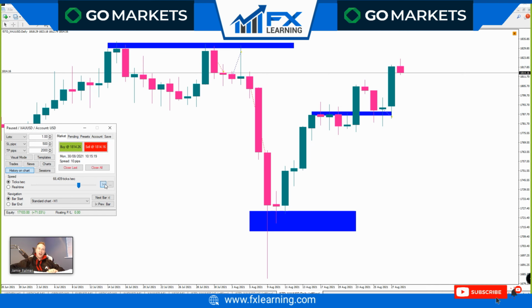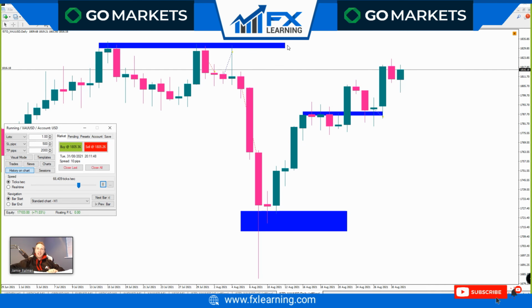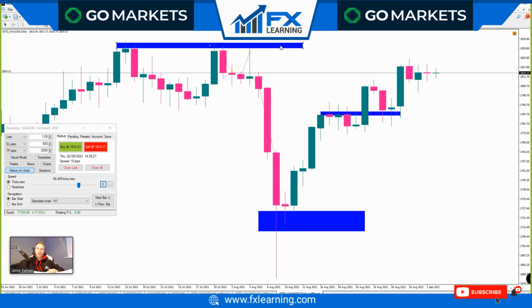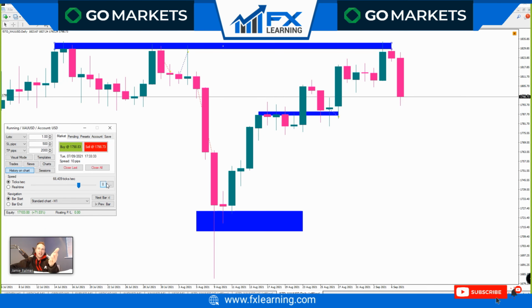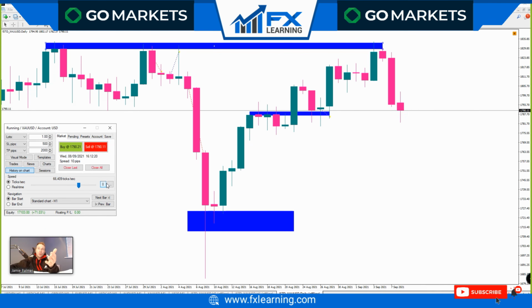So what I'm looking for now is a retapping of this level because I know sellers will push. Hold on here. There we go. There's the tap in of this level. So I know sellers are going to start to sell again from this level, which it just has there. Do we get a retouch?